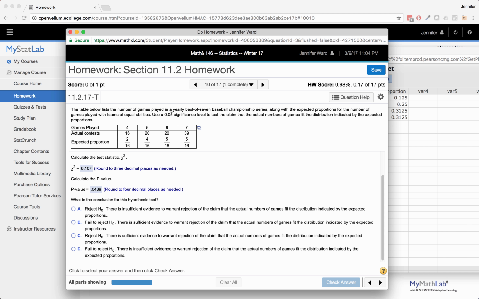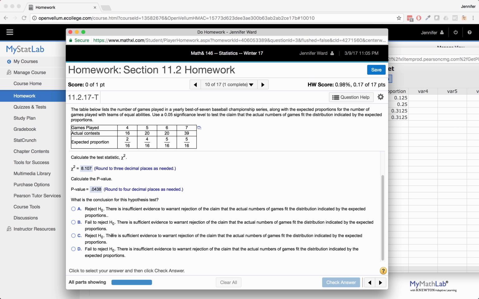So we had a 5% significance level. The p-value is lower than your level of significance. So the p-value is low, H0 must go. We're going to reject our null hypothesis. So that means that A and C are the options, and then we need to figure out which of those two is correct. So either there is insufficient evidence to warrant rejection of the claim that the actual number of games fit the distribution indicated by the expected proportions, or there is sufficient evidence to warrant rejection of the claim that the actual number of games fit the distribution indicated by the expected proportions.